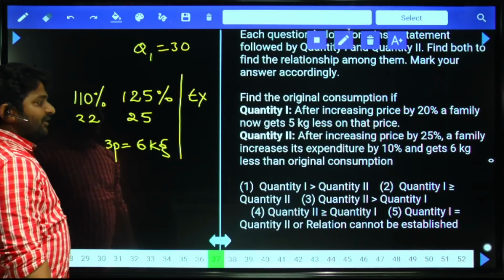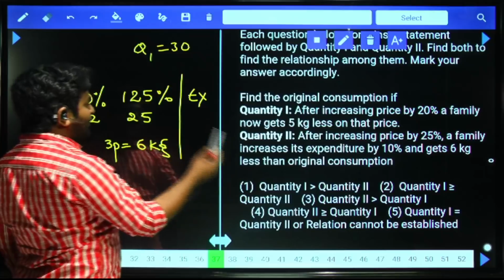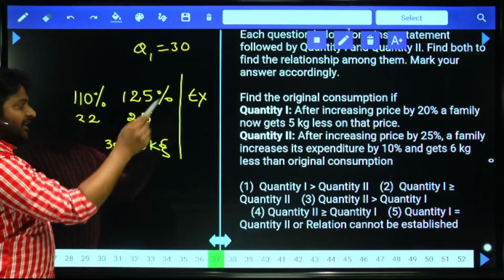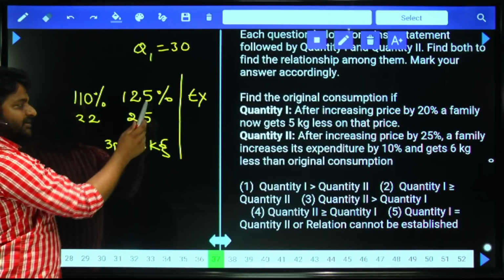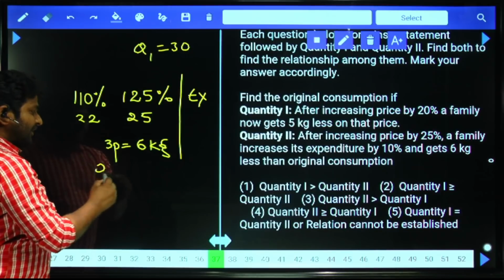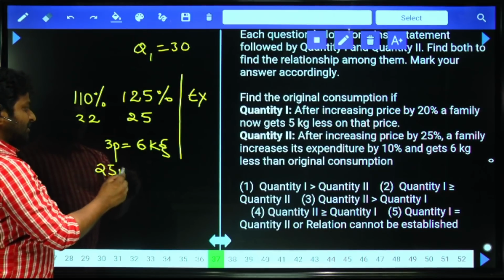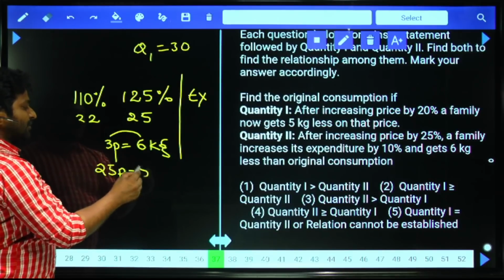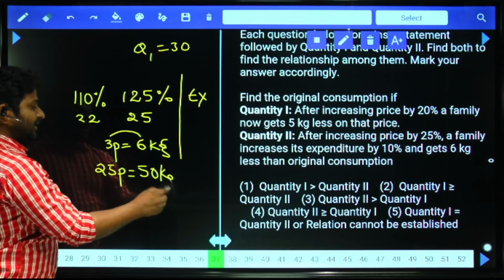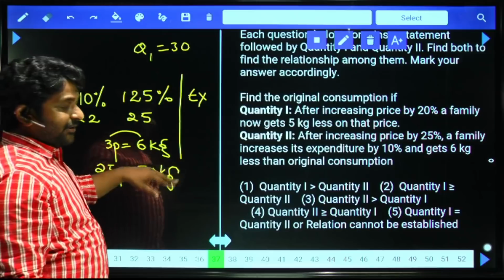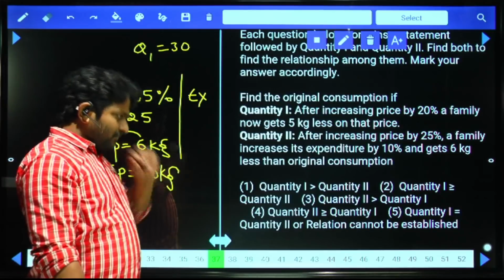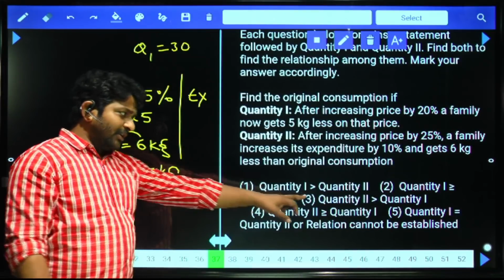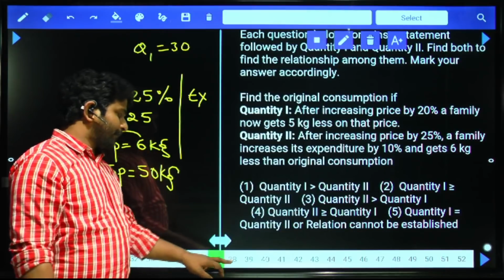Quantity difference. Your question is original consumption. With original consumption, it becomes 125%. Now that will be equal to 25 kgs. 25 parts is equal to how much? 3 2 times, 25 2 times. That is equal to 50 kgs. Now Q1 is definitely less than Q2. Q2 is more than Q1. Third option is the answer.